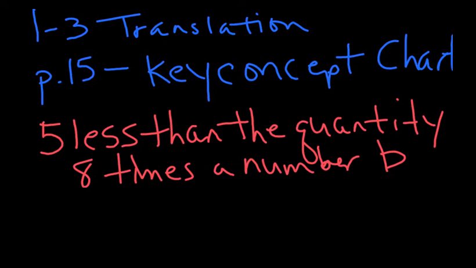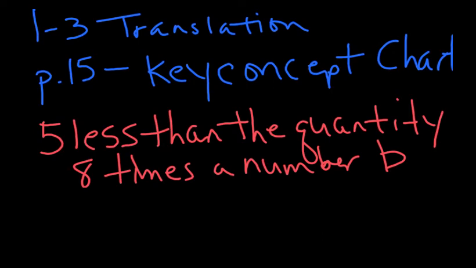1-3, translation. Page 15 has a lovely chart that you need to be aware of. It's called the key concept chart. It's got all of the words you're going to need because we're going from math to words or words to math. And that chart will help you. So, first problem, 5 less than the quantity 8 times a number b. They want us to change that to math.